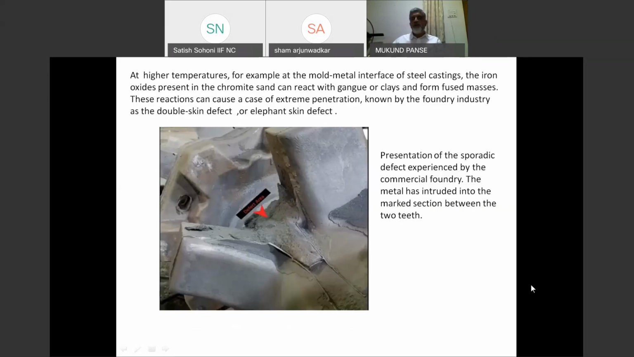This is a photograph of the chromite sand used and fused at a heavier junction because of reaction with silica and iron. This is called double sand effect or elephant skin defect, and this can then be removed only by chipping. Even by grinding it is difficult because it is a hard refractory mass and doesn't get ground. Fettling becomes a major issue if this sand layer is formed.